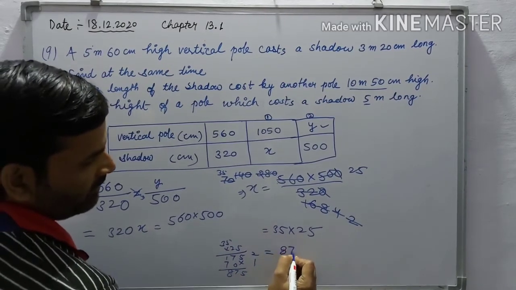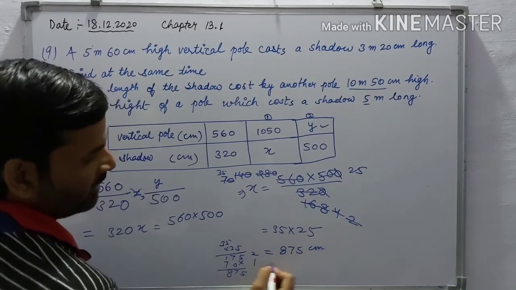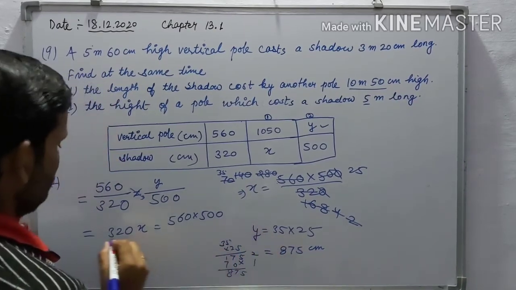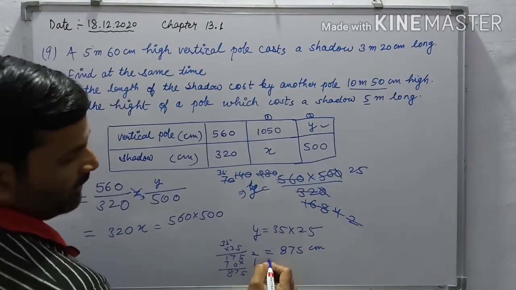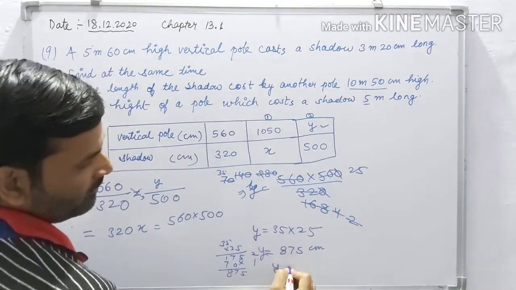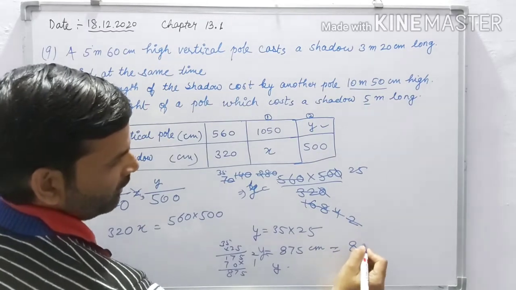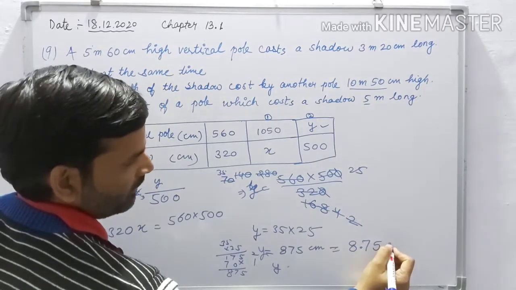That means 875 centimeter is the value of y. Okay, that y is equal to, it means changed into 8.75 meter.